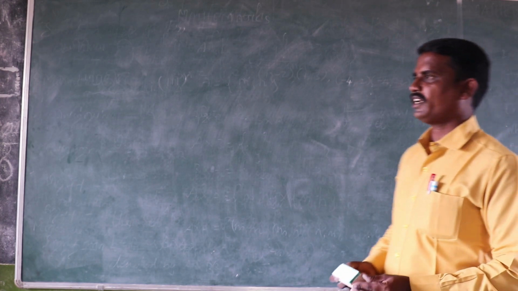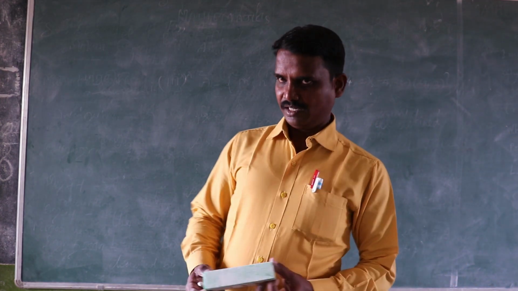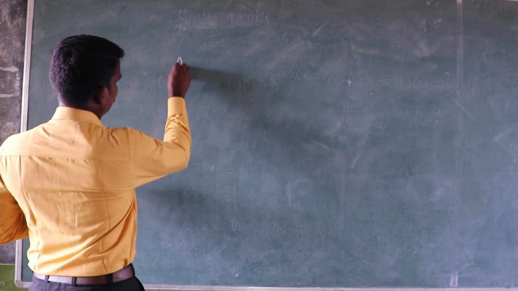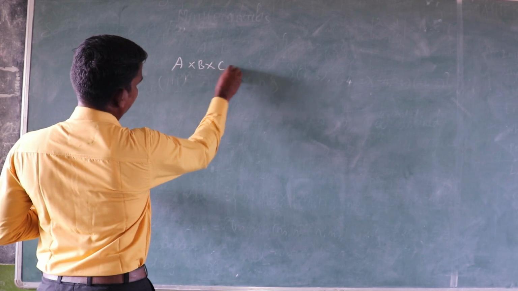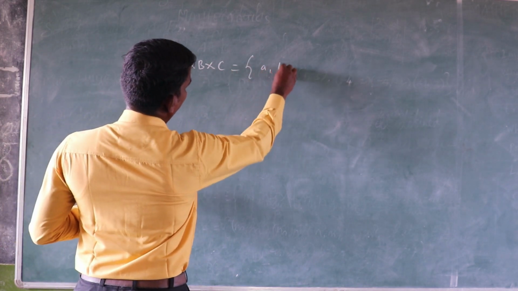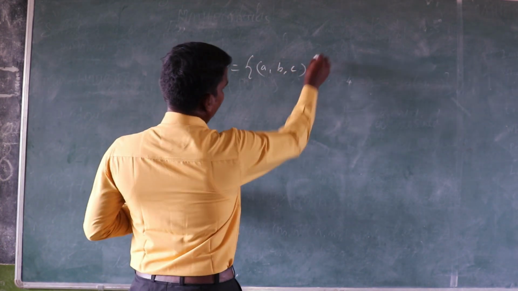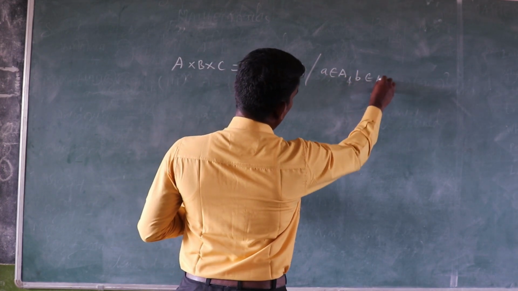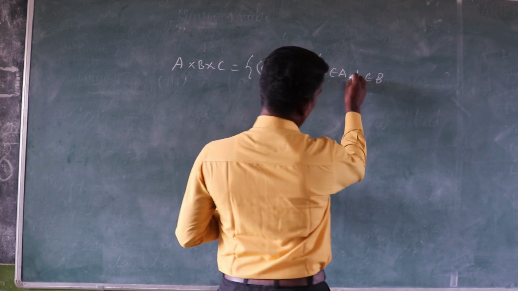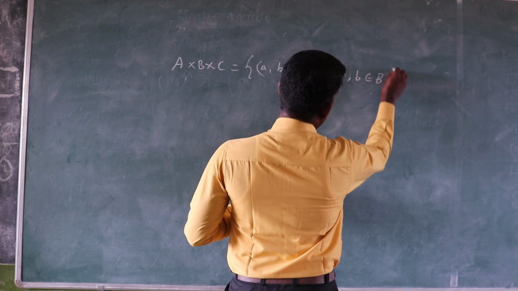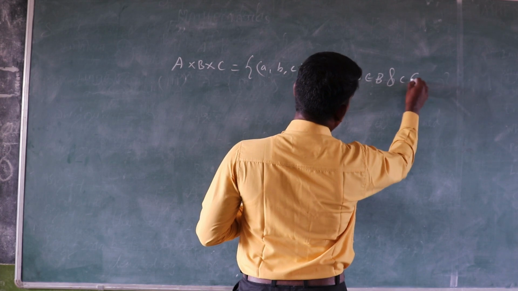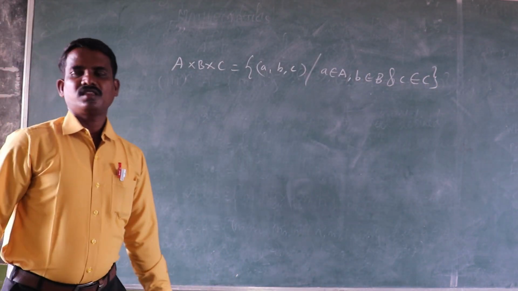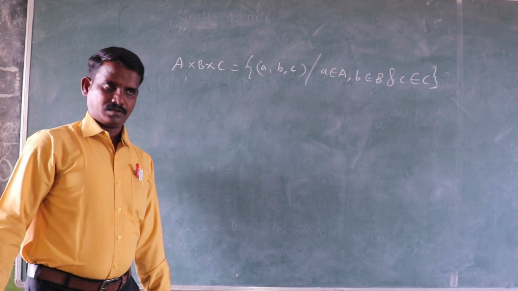So the Cartesian product of three non-empty sets. It is the same: A cross B cross C is the set of (a, b, c) such that a belongs to A, b belongs to B and c belongs to C. This is called the Cartesian product of three non-empty sets.